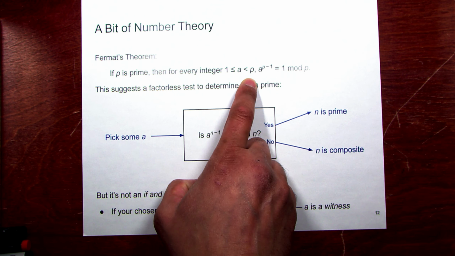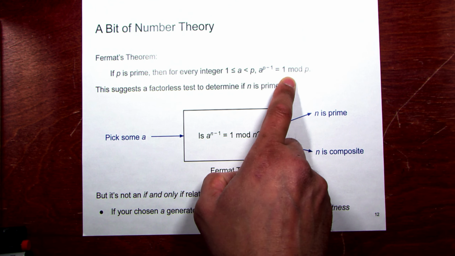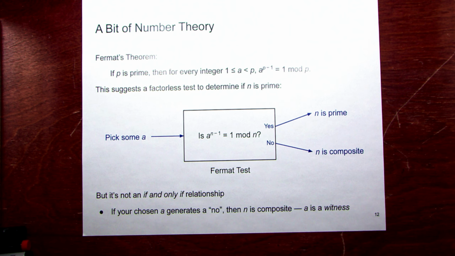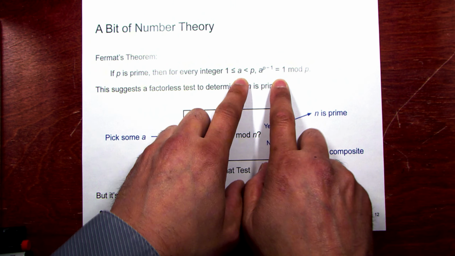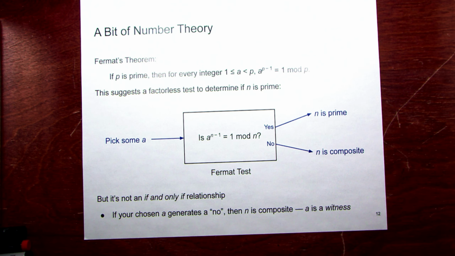His little theorem says that if p is prime, then every integer between 1 and p, but not p, if you raise it to the exponent p minus 1 and then run mod p on it, you'll get 1. This works for every number between 1 and p minus 1. So if p is prime, this will work out for every single number.